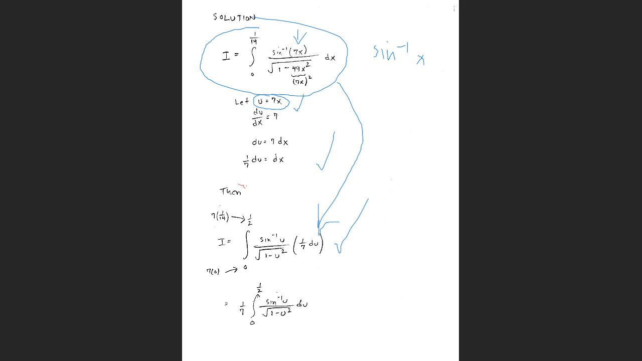So the x limits of 1/14 and 0 become 1/2 and 0 because u equals 7x. So 7 times a 14th is a half, and 7 times 0 is 0. And of course, I can factor the 1/7 out in front. So this is what my integral now looks like. Even though I don't have the answer yet, it just looks like a nicer integral to work with. So I'm just saying, you can do that if you want.